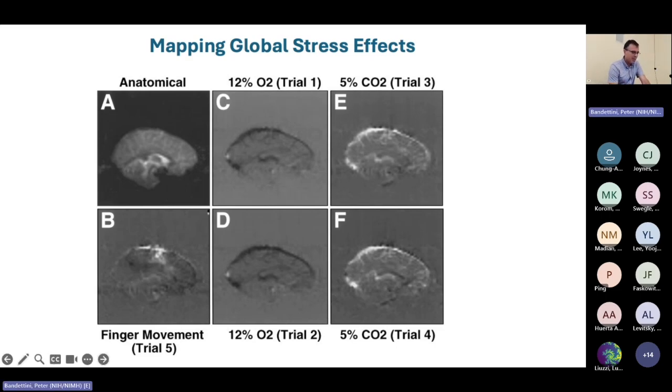So here are the maps from those plots. Essentially, this is activation. This is O2. This is CO2. If you just divide this by this, you get a better map that is not sensitized to vessels.